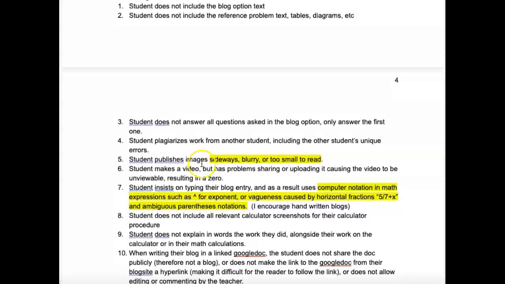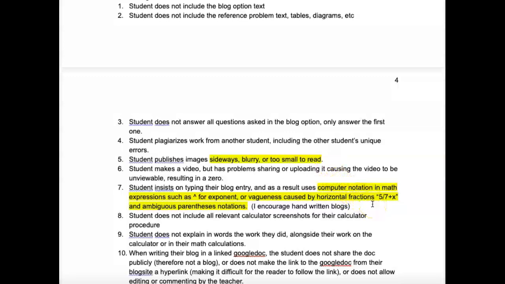So it's very common for people to have really bad photos or images, putting them in sideways, blurry, too small to read. Those are all either I take points off directly, or I can't give you points because I can't read it, so that's going to hurt your grade.